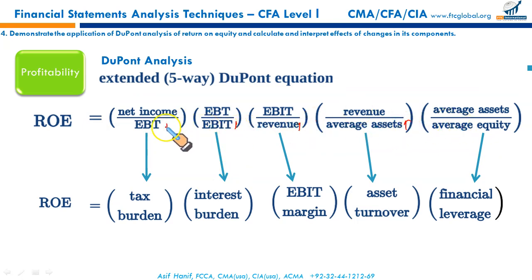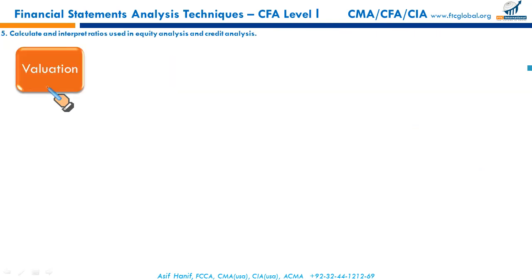How does it change? If the denominator increases, it will reduce the ratio, so ROE will fall. If any of the numerator increases, it will increase ROE. So you can see by plugging in the numbers if you are given, and then you can make sense out of it. Now the next set of ratios are valuation ratios.